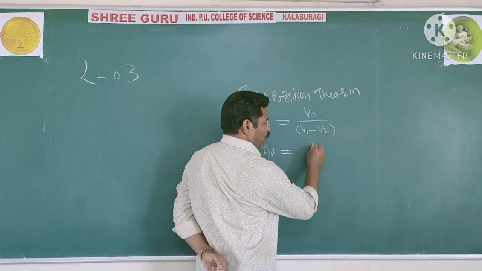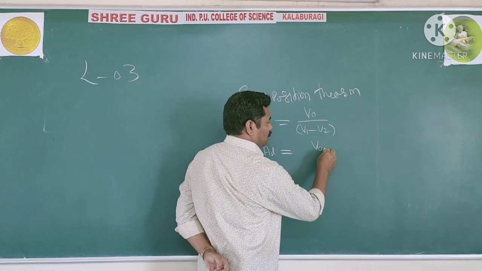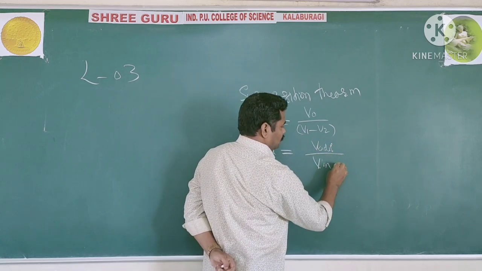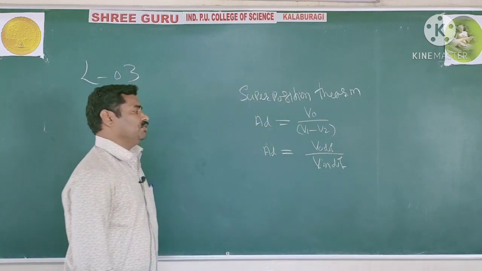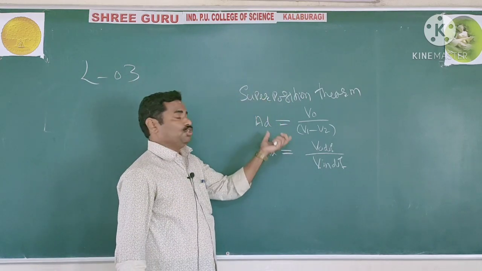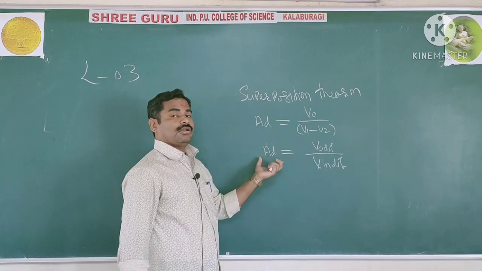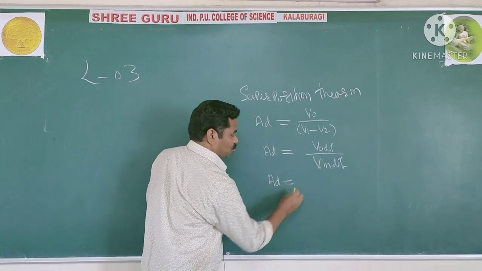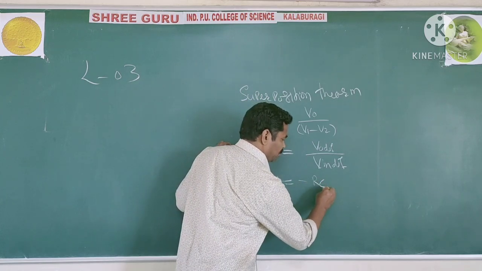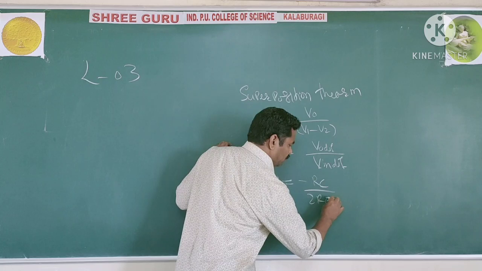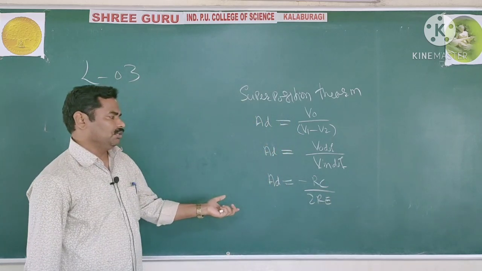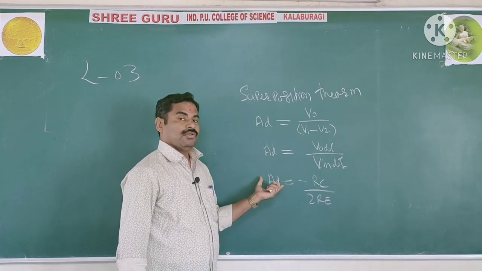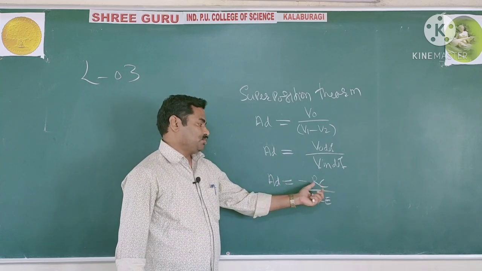It is nothing but V0 differential to the V in differential. Finally, if we apply the superposition theorem, what is called our differential mode gain, AD, equal to minus RC divided by 2RE. Actually, you do not have any derivation for this. Directly they have given the equation. By this equation, you can conclude the differential mode gain. The differential gain is equal to minus RC by 2RE.